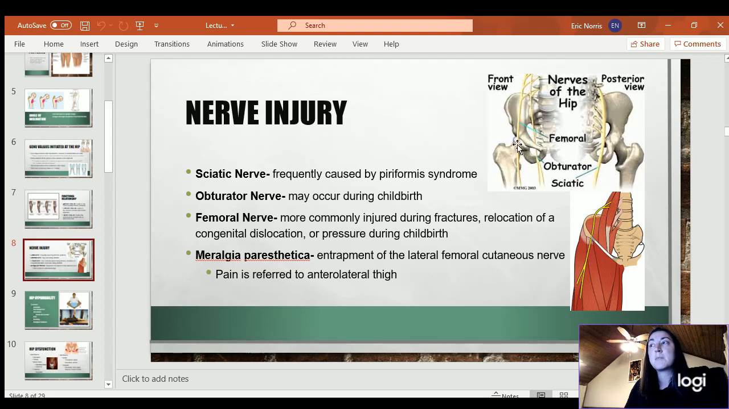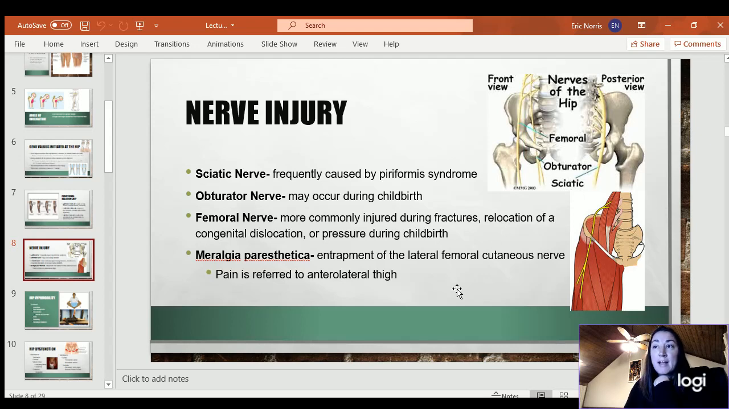So if the child is born with the hip dislocated, which is a condition we'll talk about later on in this PowerPoint, then when they try to put it back in, it could actually pinch and impinge that nerve from that process, and it can also get pushed on during childbirth.